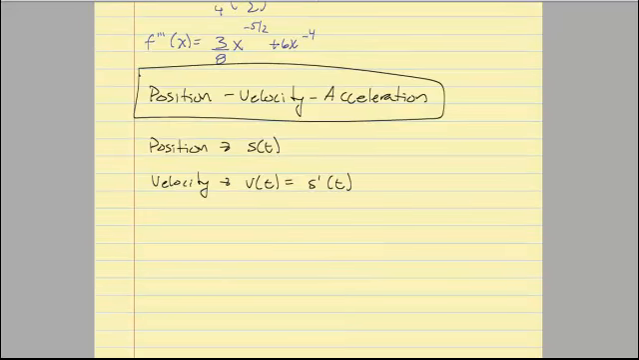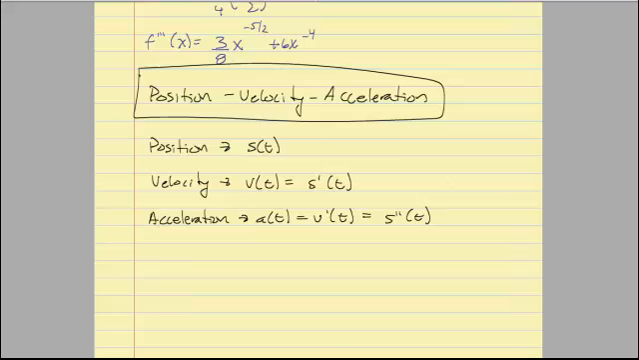Change in position gives you velocity. Well, change in velocity gives you acceleration, which is a of t, which is the derivative of velocity, which is the second derivative of the position function. These are important. You definitely will want to know this progression. The derivative of position is velocity, the derivative of velocity is acceleration. Let's go ahead and look at an example where we can apply this.